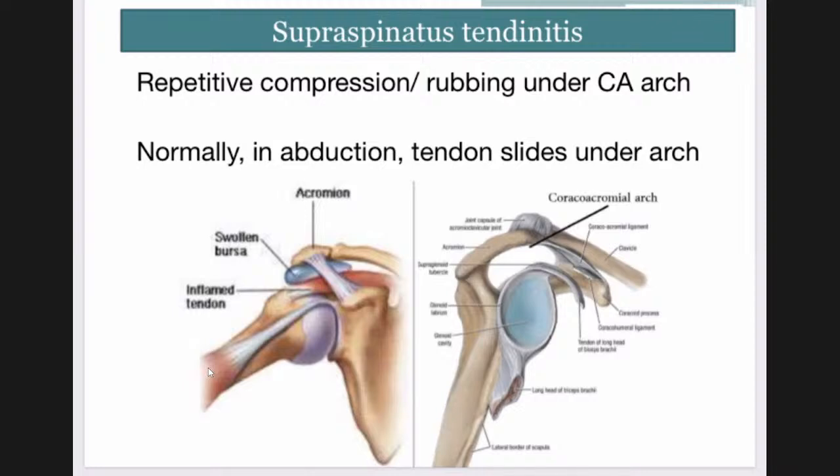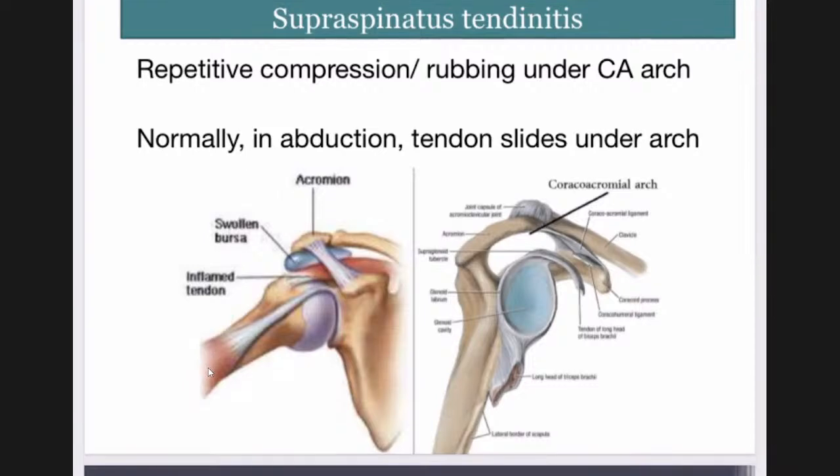So normally in abduction, the tendon just slides under the arch. But if the tendon is inflamed, or the bursa is inflamed, or if there's a bony outgrowth from the undersurface of the acromion, then the space in that coracoacromial arch is compromised, which leads to repetitive compression and rubbing of the supraspinatus tendon, leading to supraspinatus tendinitis.